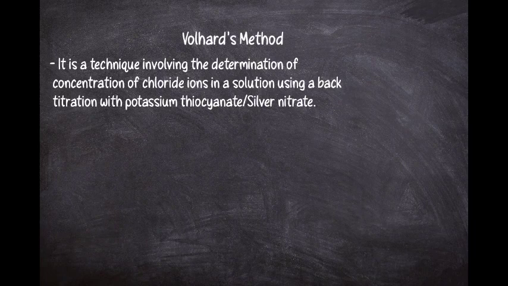The primary object of Volhard's method is to accurately measure the amount of chloride ions present in the solution. This is achieved through a meticulous back titration involving key reagents, namely silver nitrate and potassium thiocyanate.